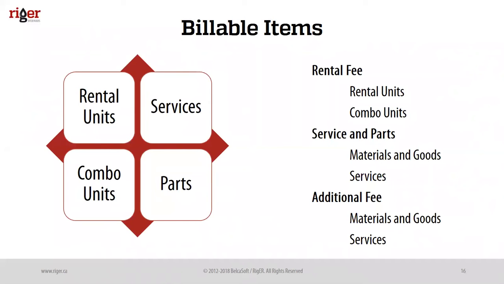In general, a rental invoice could have 3 different sections. It will be a rental fee, including rental units and combo units. It could be service and parts, including materials, goods, consumables, parts, and services. And an additional fee, which usually could be rental, repair tickets, maintenance, any other sales, support sales, or reimbursement of damaged or lost equipment.